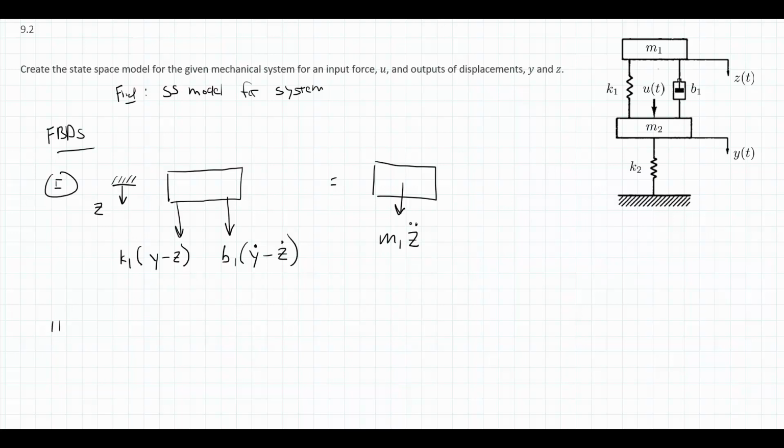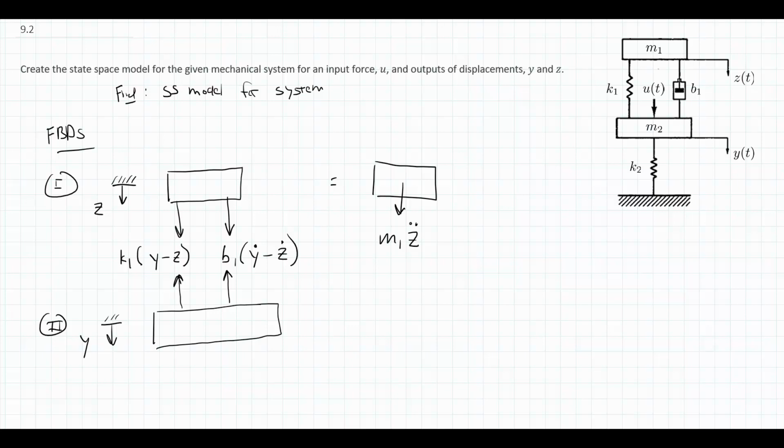So I'm going to jump down to my second free body diagram, looking at M2. I'll just draw it a little bit wider here. Assuming tension, I am going to have also the force in spring K1 and the force in damper B1. The work is already done for me because I'm assuming tension in both pictures, M1 and M2. The force in the spring is also K1 times y minus z, and the tensile force in B1 is B1 times y dot minus z dot.